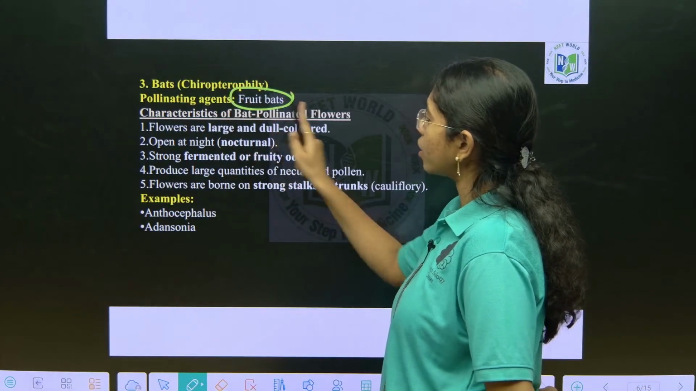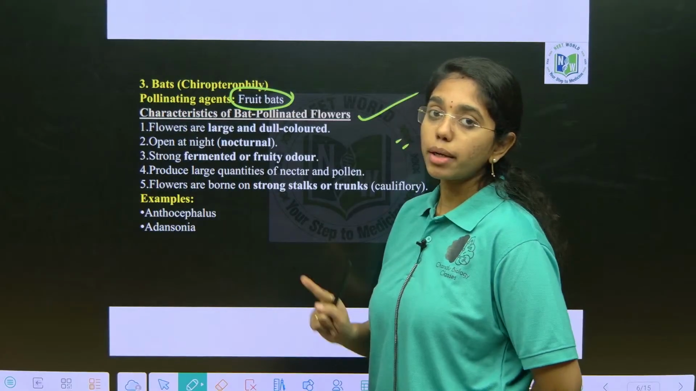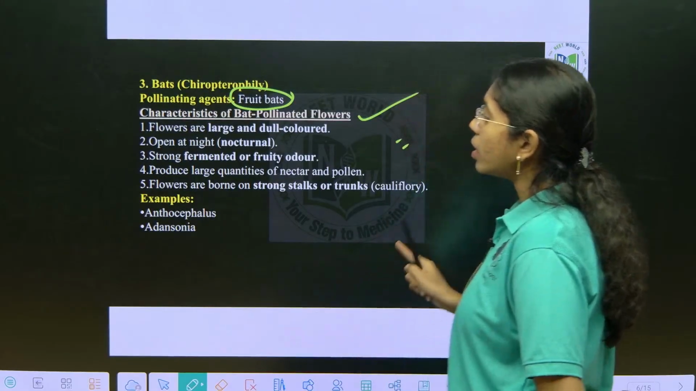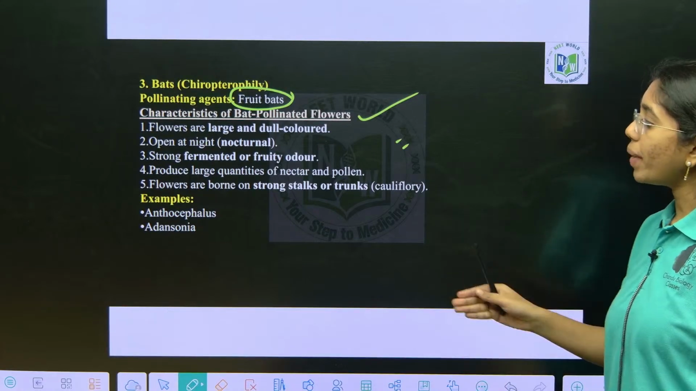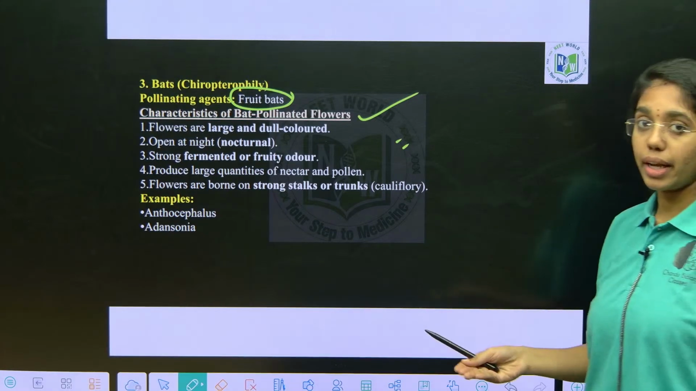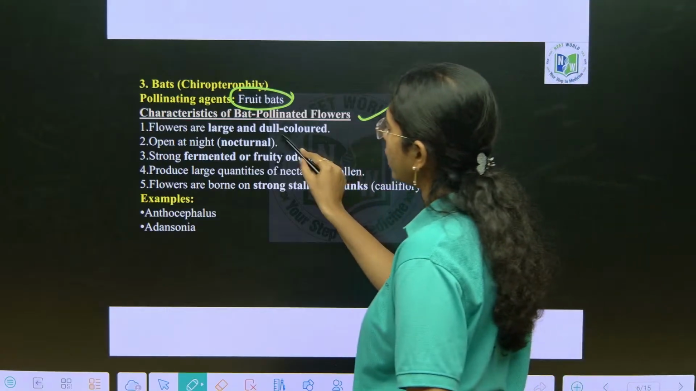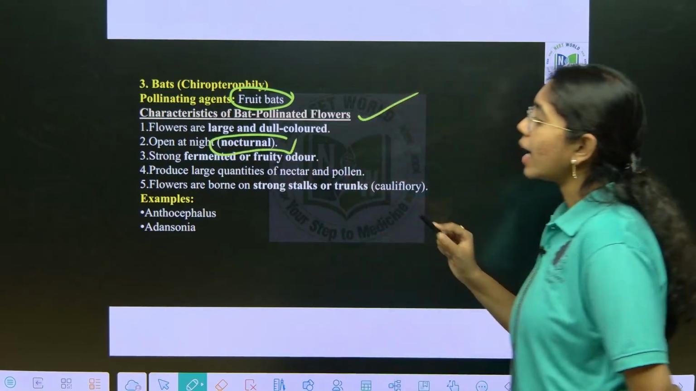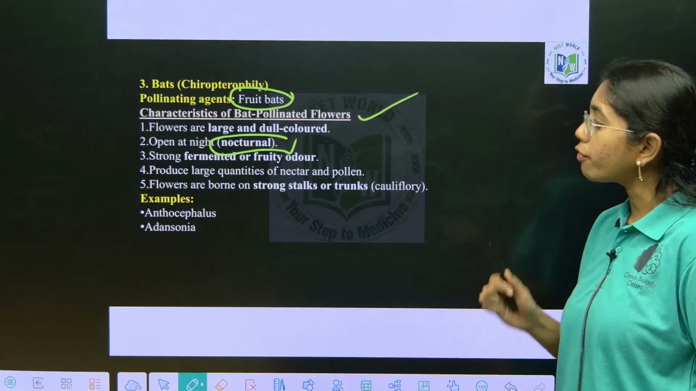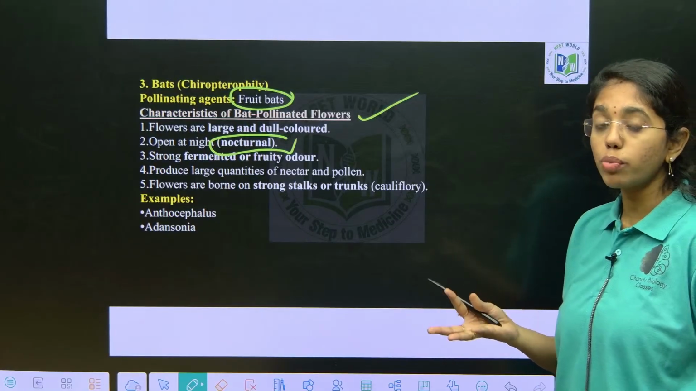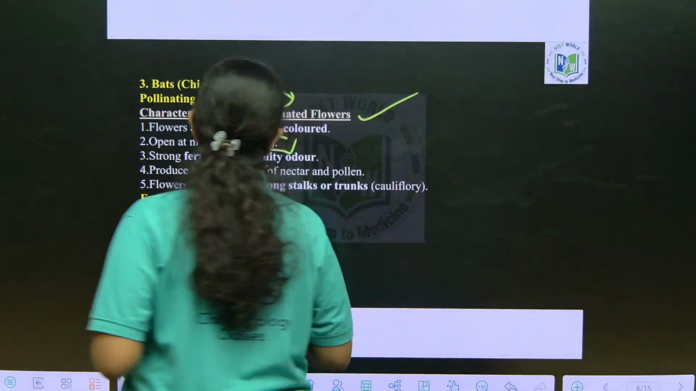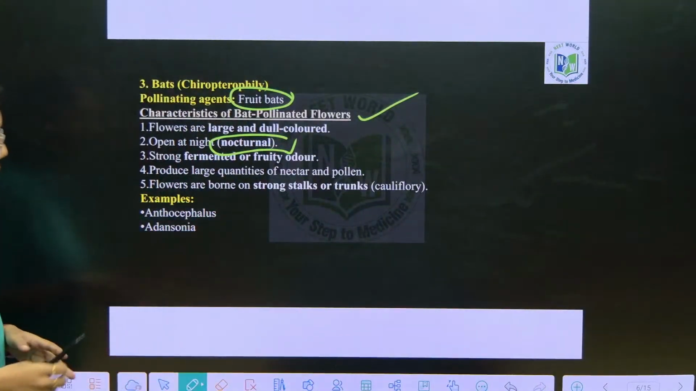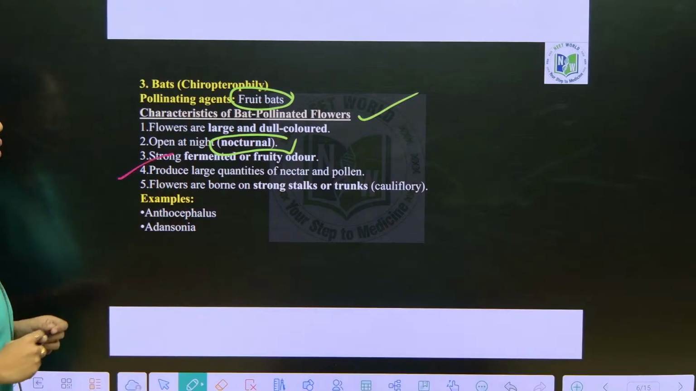What are the characteristics of bat pollinated flowers? Flowers here are large and dull colored. They will open at night and close during daytime. The flowers are nocturnal here. And they have a strong, fermented or fruity odor. They will produce large quantities of nectar and pollen.